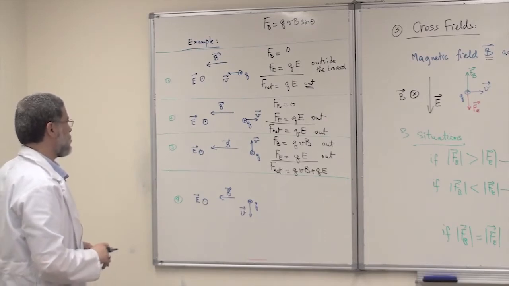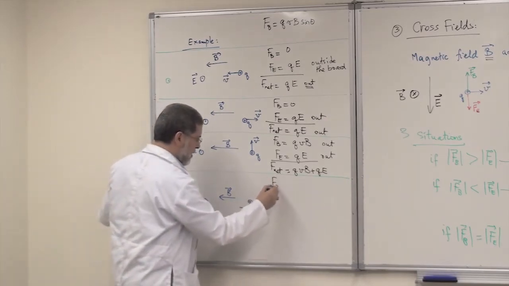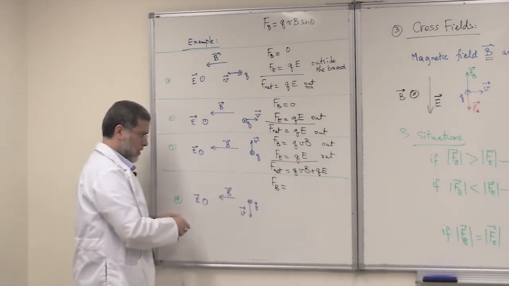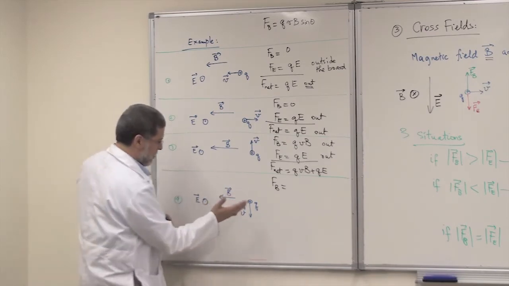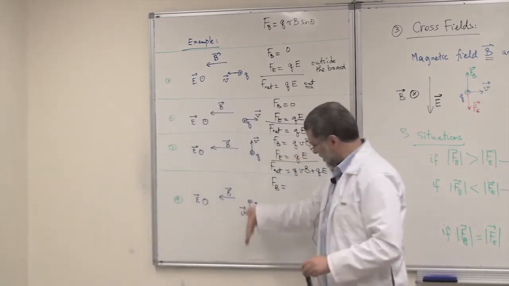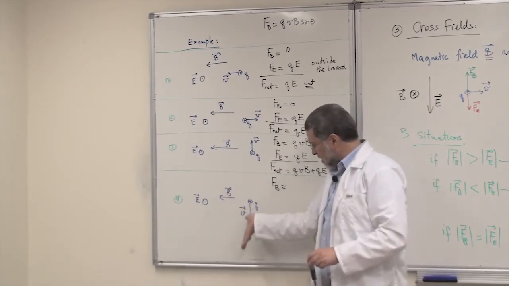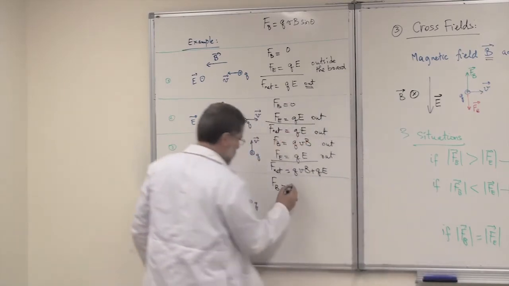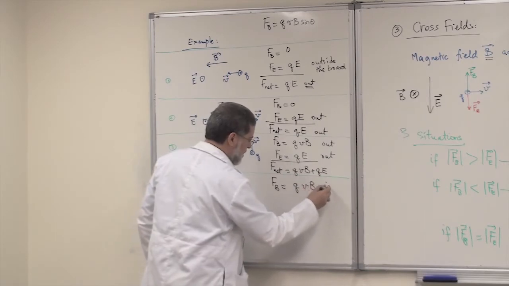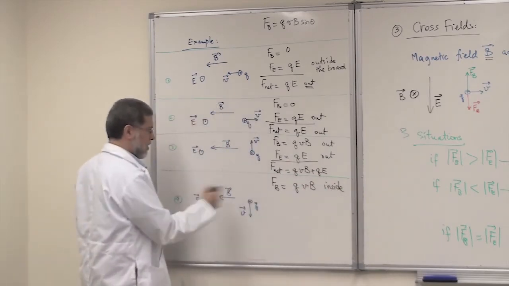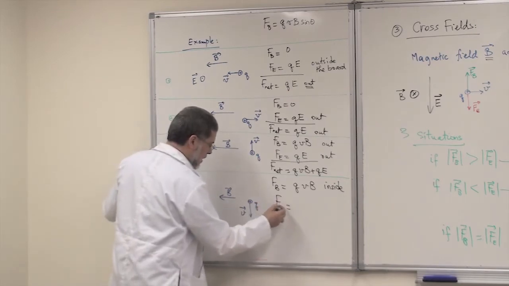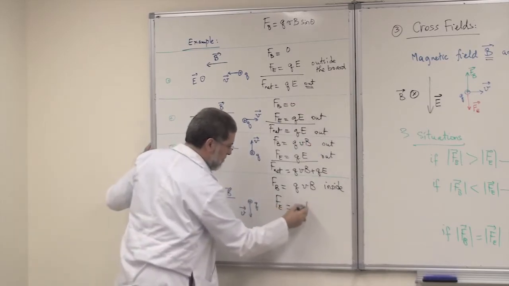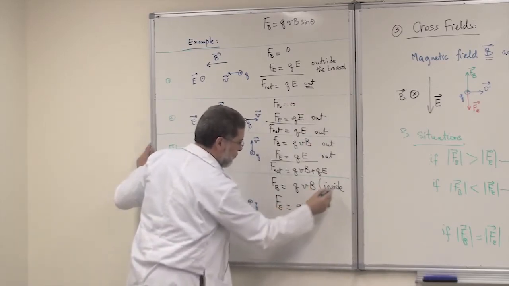Let's look at the last situation here. What is FB in this case? V is down, B is to the right, so you do like this. V is down and B is to the left, so my magnetic force will be in. So it will be QVB, inside. Inside the board. And FE, I don't think FE will change, because this E is always out, so my FE is always out. So it will be QE, out.